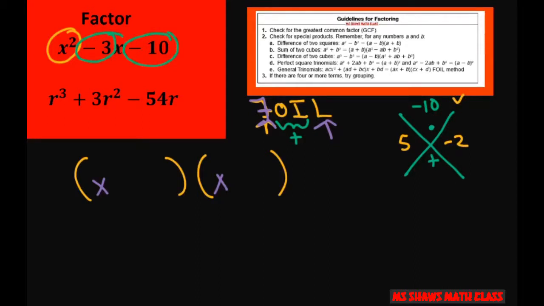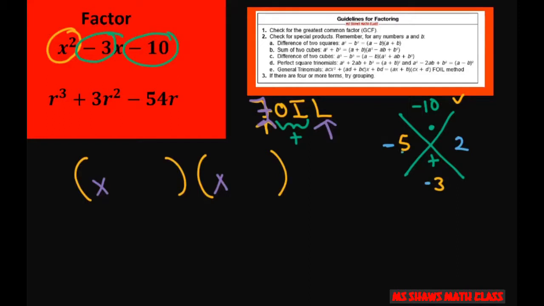But 5 minus 2 is 3. And we actually need a negative 3. So this needs to be negative 3. So all I have to do is switch this to the 5 is going to be negative and the 2 is going to be positive.